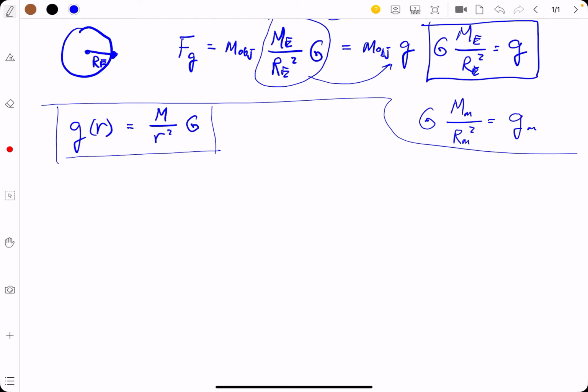R is the distance from the center of mass. And I wrote max, but I meant to write mass. All right, distance from the center of mass.